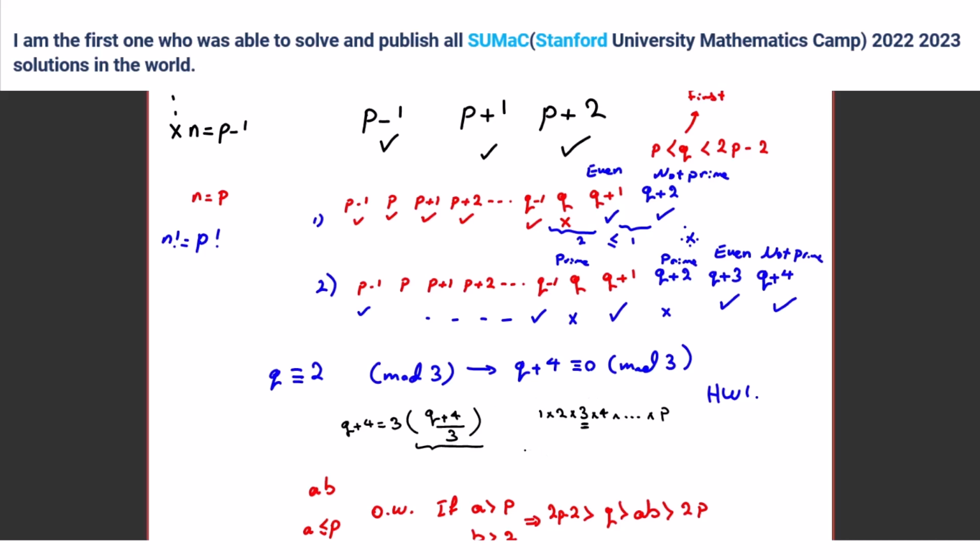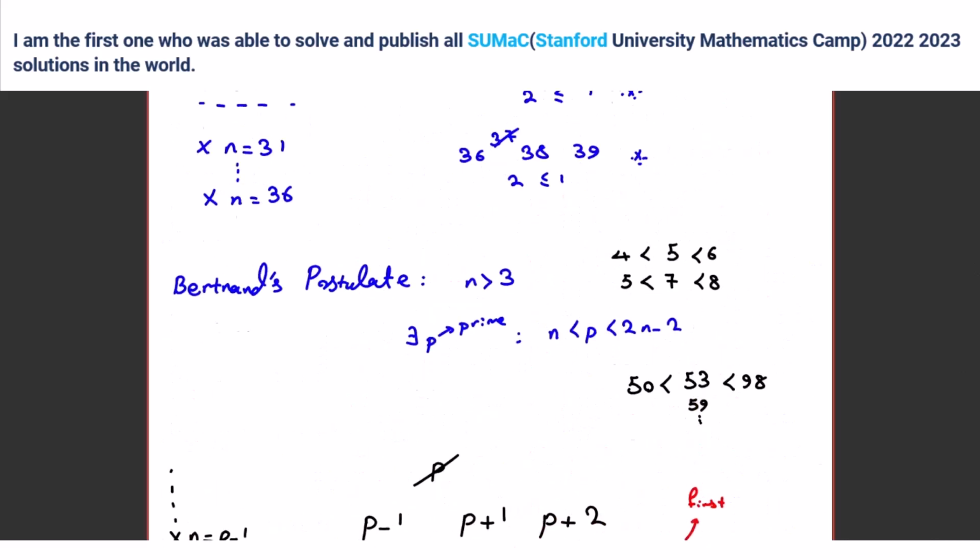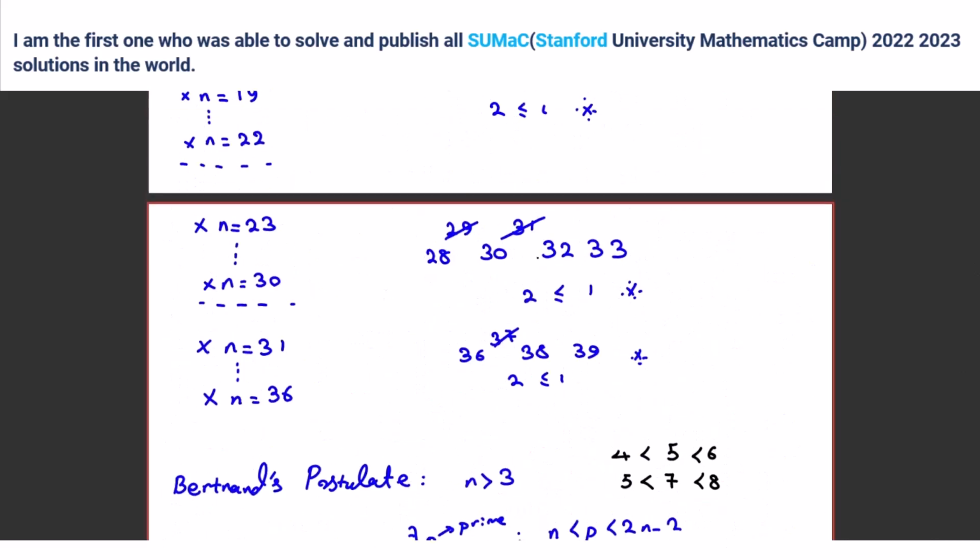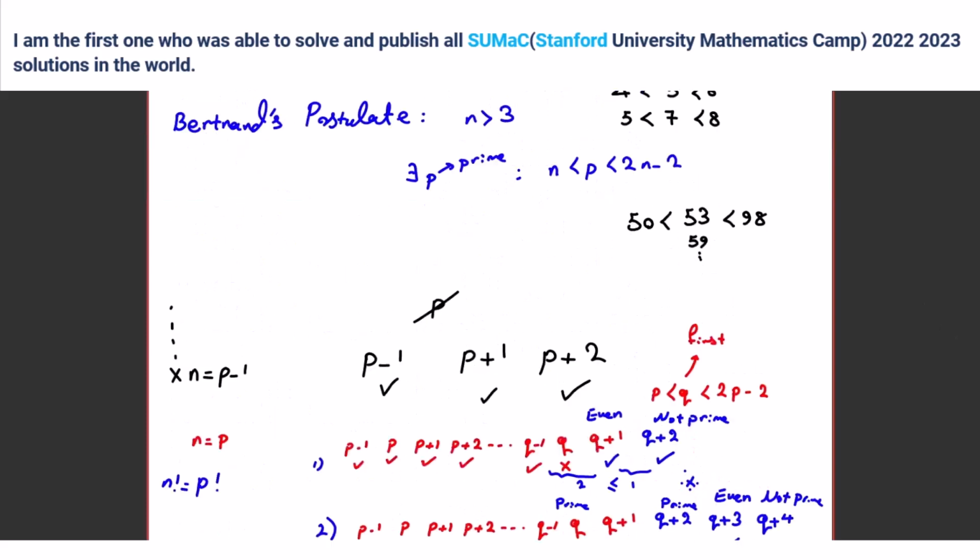Q plus 4. Let's see. Q is less than 2P minus 2. So it's 2P minus 2 plus 4 over 3, which is 2P plus 2 over 3. We should prove it is less than P, right? It is equivalent to P is greater than 2, which is correct, because look, we proved up until here, until 31 factorial we proved, right? You can say P is at least 31 or something like that.